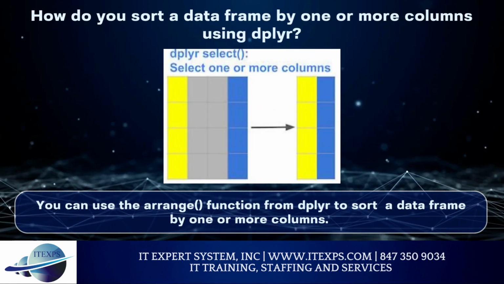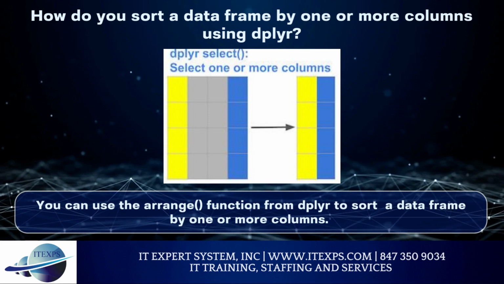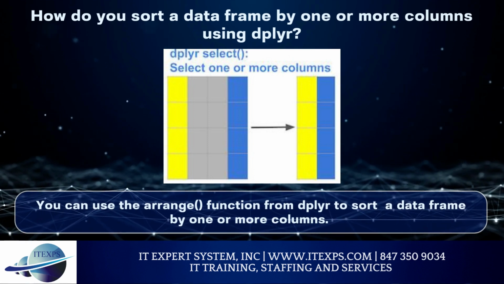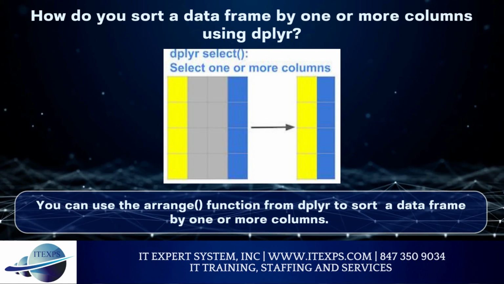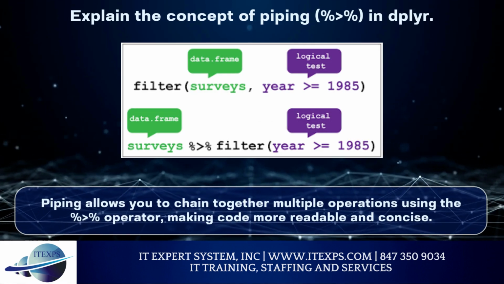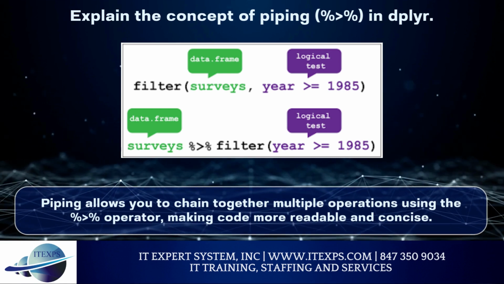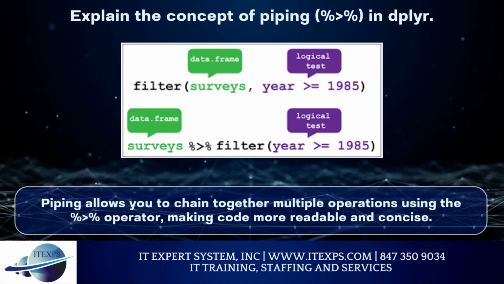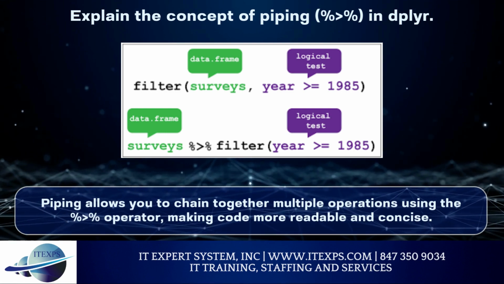How do you sort a data frame by one or more columns using dplyr? You can use the arrange function from dplyr to sort a data frame by one or more columns. Explain the concept of piping in dplyr. Piping allows you to chain together multiple operations using the pipe operator, making code more readable and concise.